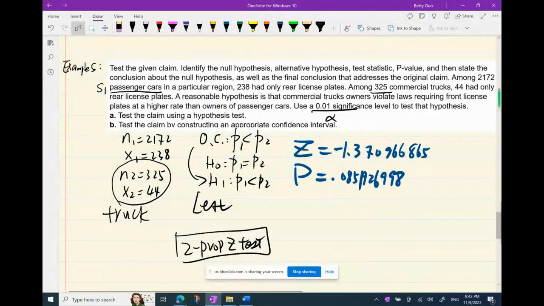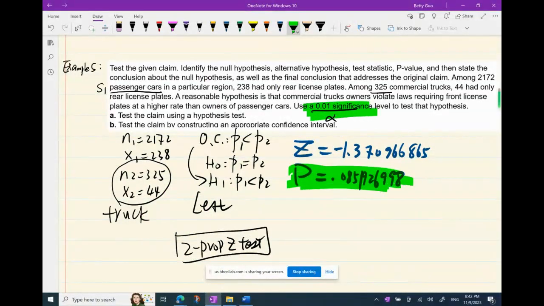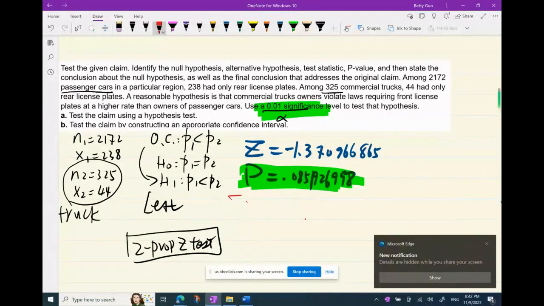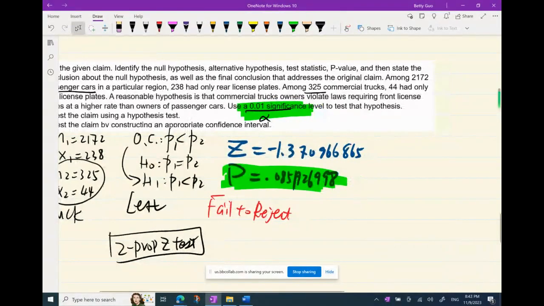So, of course, the p-value method is very convenient. Let's compare the p-value with the significance level. Significance level is 1%. P-value is 8.5%. Oh, in this case, p-value is high. P-value is high, null flies. So we are going to fail to reject the null. Okay. Then what's the formal conclusion?